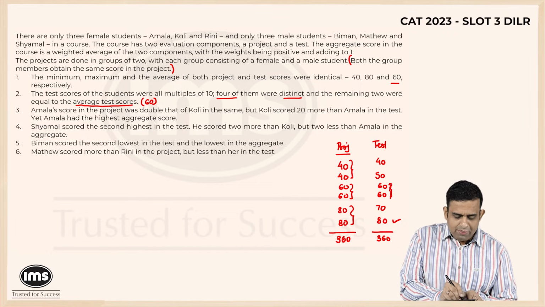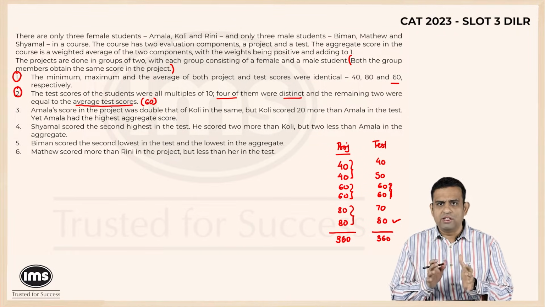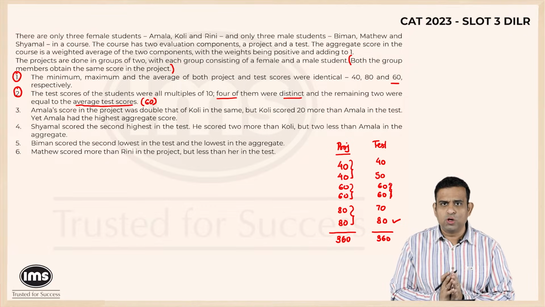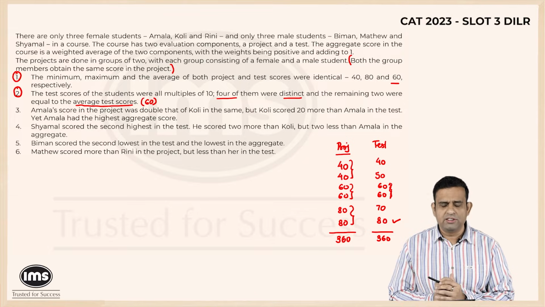So I would say point number 1 and point number 2 are the anchor points, and the only people who will understand the possible scores of the project and the test would be easily able to solve this particular set.